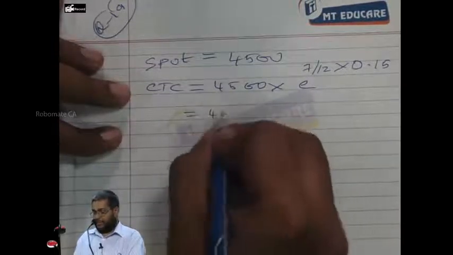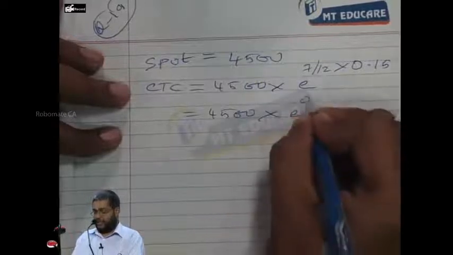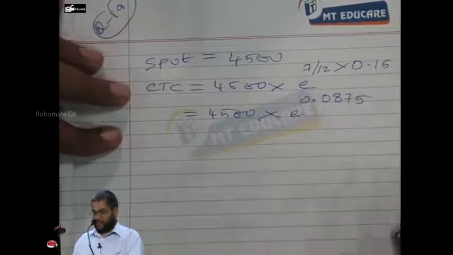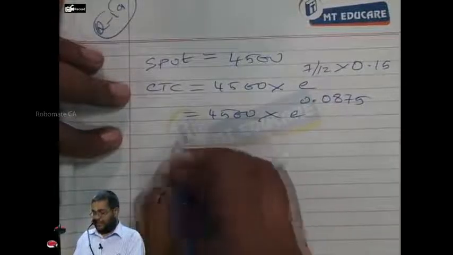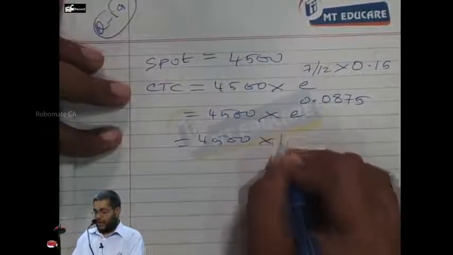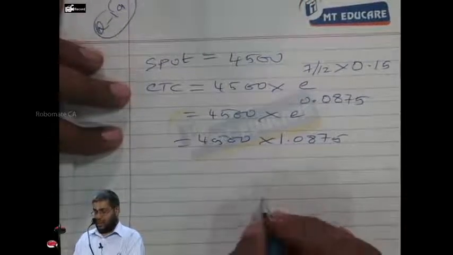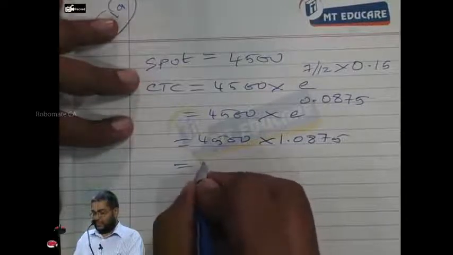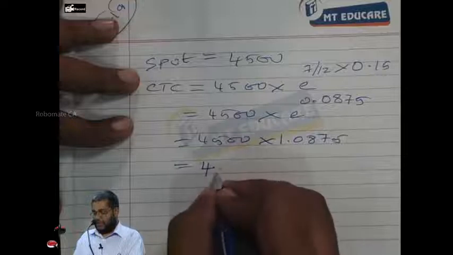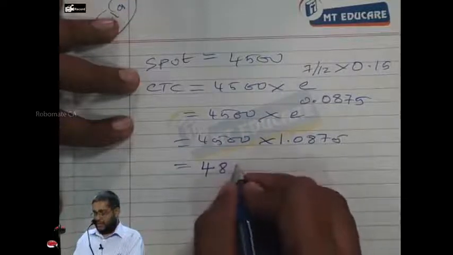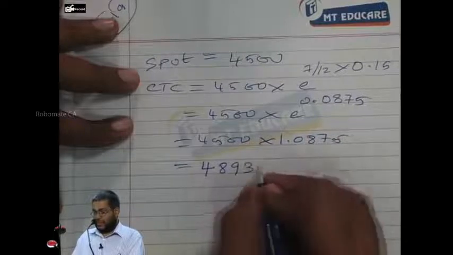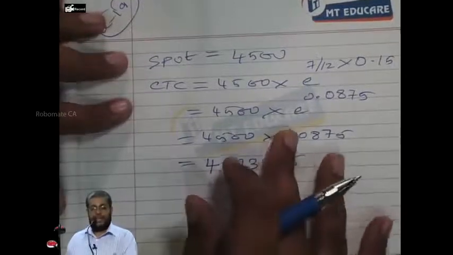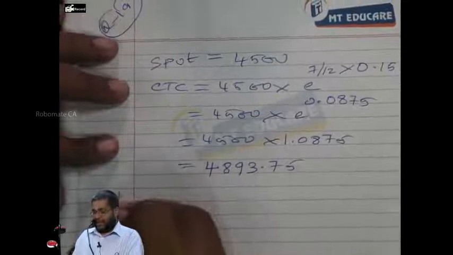Tell me, it is 4,500 into e power 0.0875, which is equal to 4,500 into 1.0875. Tell me the amount here. 4,893.75. Now, tell me the formula.